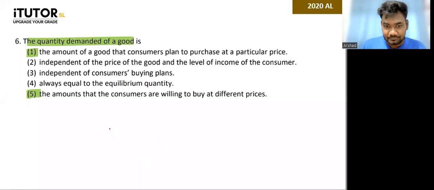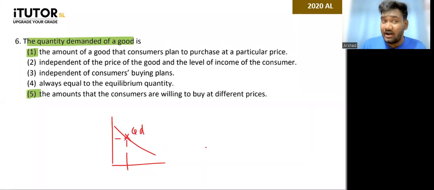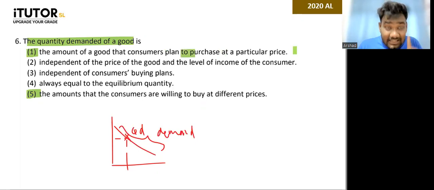Remember, guys, okay? One particular point is called quantity demanded. The entire relationship is called demand. So what is quantity demanded? The amount that a consumer is willing to buy at a particular price, at one price. So at price 10, quantity demanded is 100. At price 5, quantity demanded is this. So at one price, what is the consumer willing to buy? That is quantity demanded.